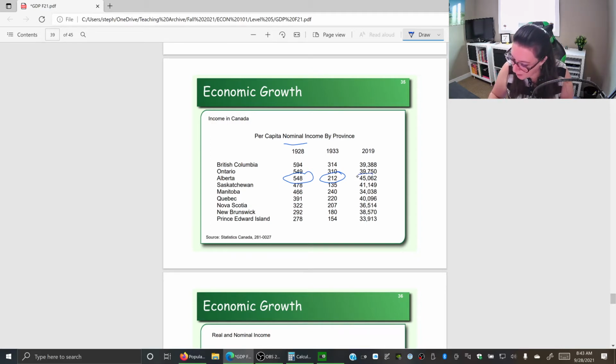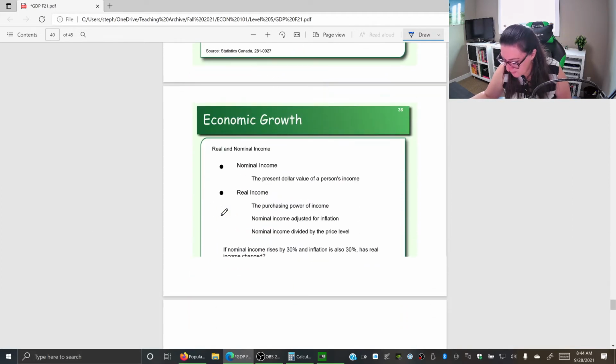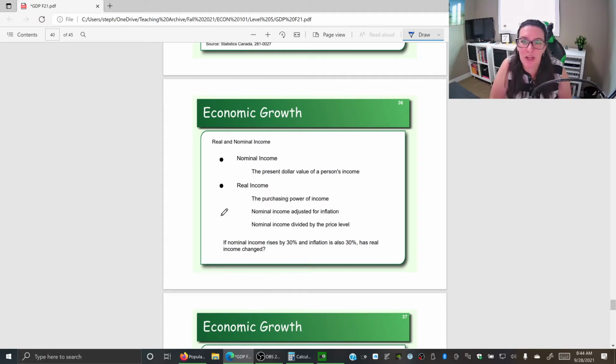So what we want to do is compare it to the average income in 2019. Right now, the average income in 2019 in Alberta is just over $45,000. So if we can convert that $212 from 1933 into 2019 dollars, we can then see how much that would have been today. Okay, so how do we do that? Well, we need to understand the difference between nominal income and real income. So nominal income, we said, was the dollar value of that year in the income.